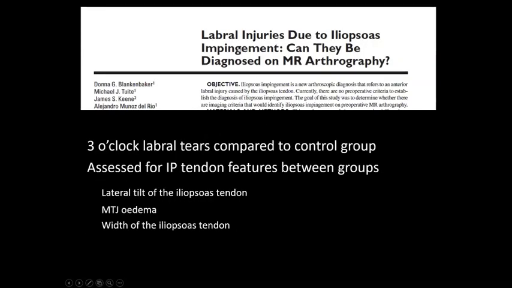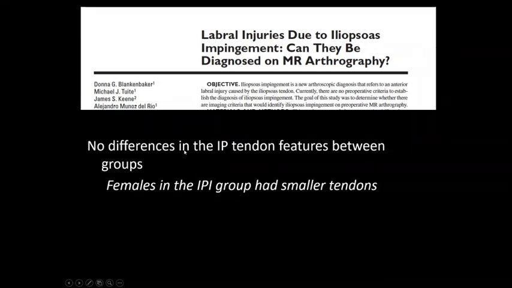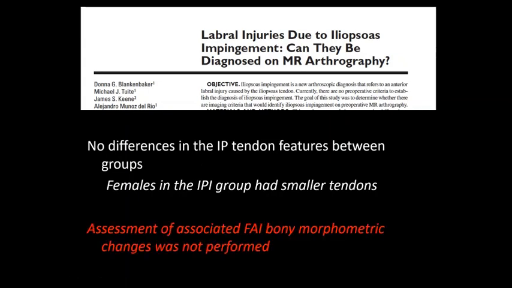So then another article was published in the American Journal of Roentgenology, and what they did was they looked at the labrum and the iliopsoas tendon to see if there are any characteristic features of iliopsoas tendon impingement. They looked at the lateral tilt angle. They looked at myotendinous junction edema. They looked at the width of the iliopsoas tendon, and they really didn't find any statistical differences in patients with or without iliopsoas tendon impingement. And because of that, they did not really look at any imaging features of femoroacetabular impingement.